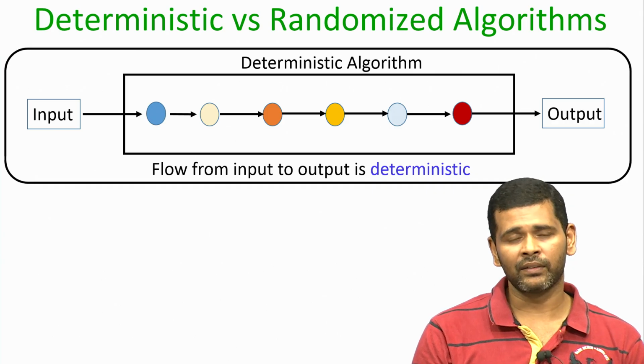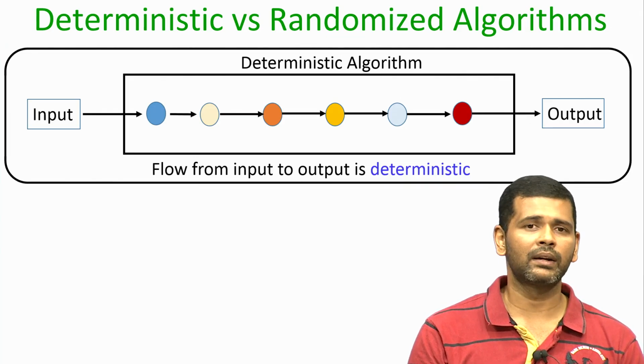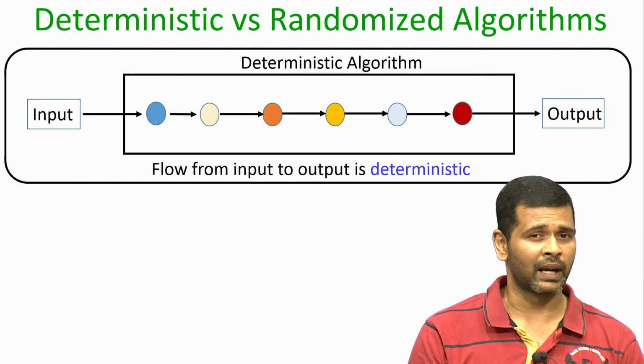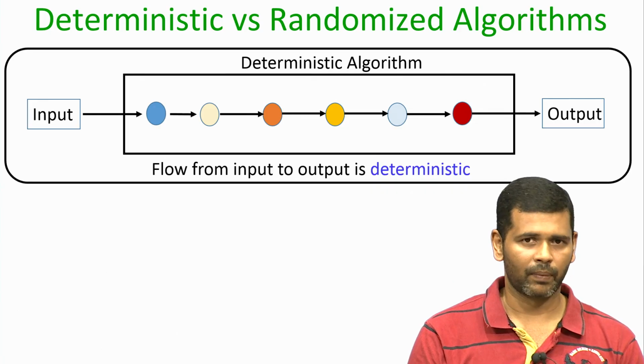What I mean by this is, if I run a deterministic algorithm on an input x 100 times, I am going to get the same output y 100 times. I will not get different output. That means the output y is a deterministic function of the input x.